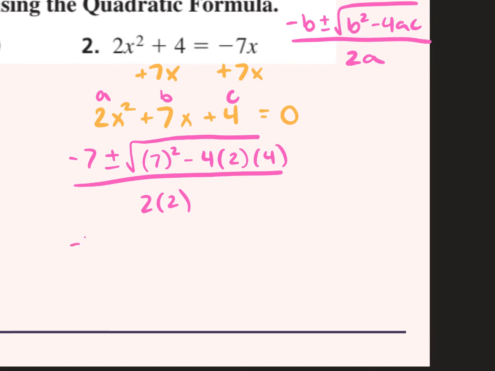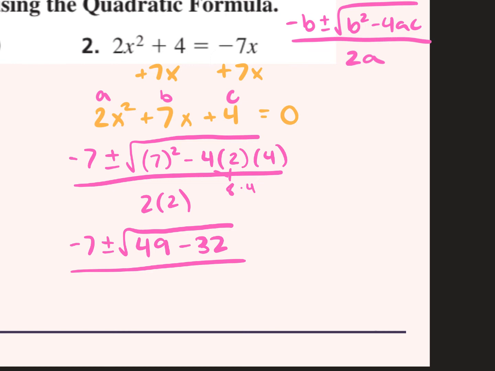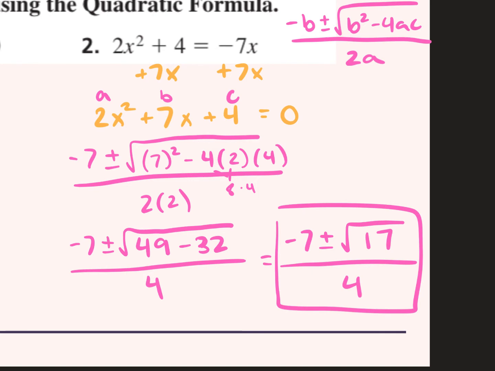And then next we simplify. So negative 7 plus or minus, what is 7 squared? 49. And what is 4 times 2 times 4? Perfect. 4 times 2 would be 8, and 8 times 4 would be 32. So this is minus 32 over 2 times 2, which is 4. And then the last step is I can simplify my square root a little bit more. So negative 7 plus or minus, what is... Any questions here?